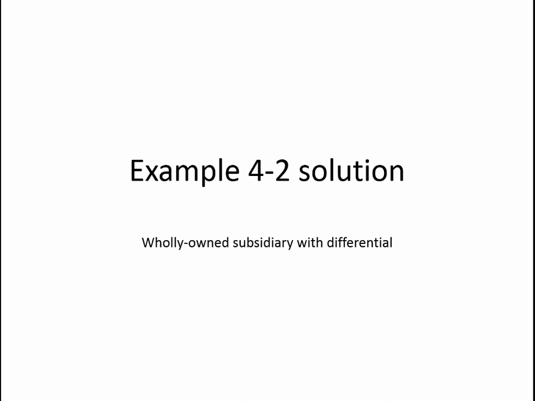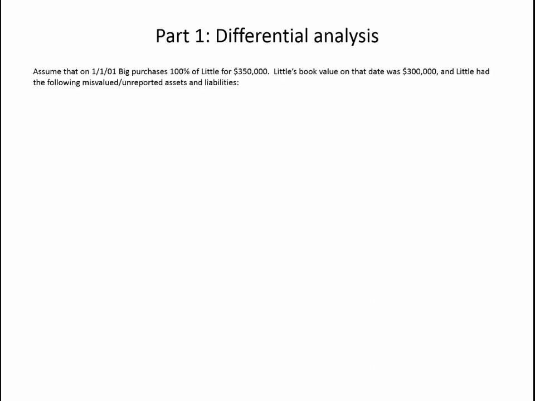Okay, let's go ahead and run through the solution to example 4-2. Again, this is a wholly owned subsidiary with a differential. And just to refresh our memories, assume that on January 1st, 2001, Big purchases 100% of Little for $350,000.